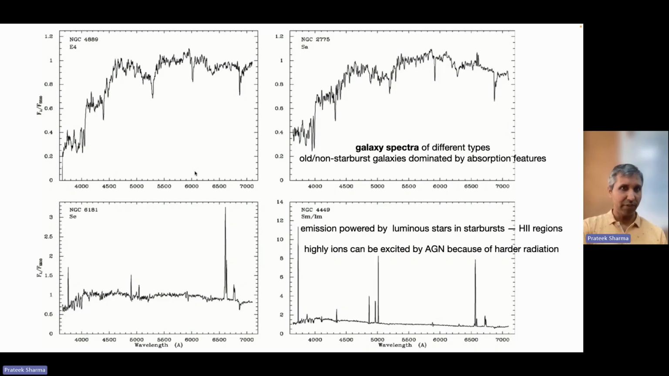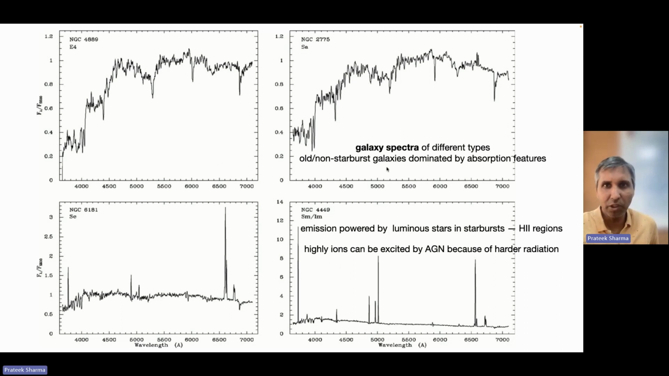In contrast, if you have galaxies, these are 4 different galaxy spectra. This is NGC 4889. It's an elliptical galaxy. You see these absorption features like a Balmer break and all the standard features, which is sort of a combination of stellar absorption features, seen in a galaxy spectrum like this. This is an SA galaxy, slightly more towards the disky side, but this also only has absorption features. This is slightly bluer perhaps than this, because an SA is more likely to be bluer.